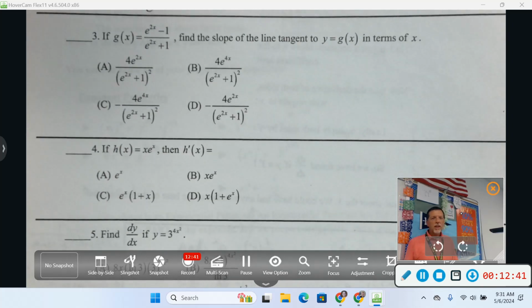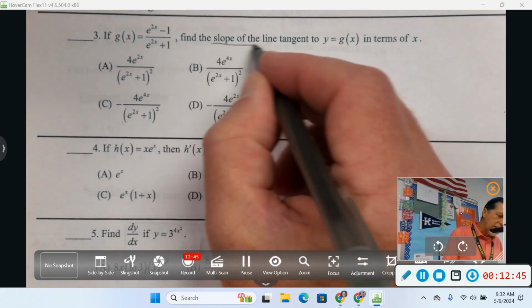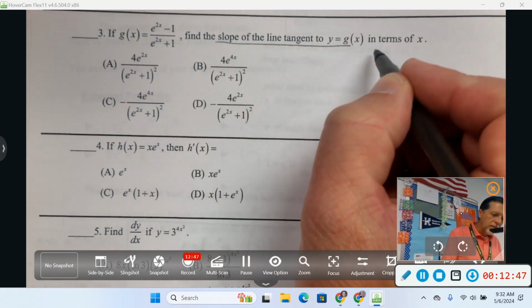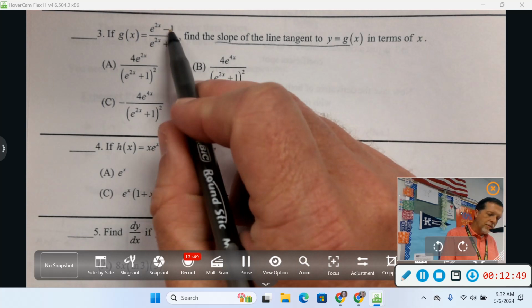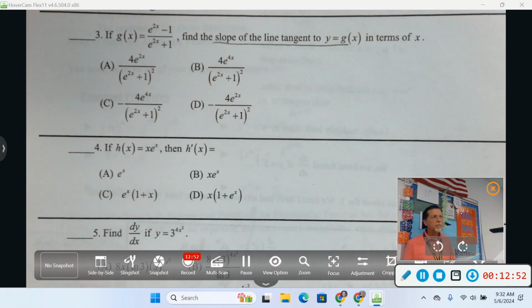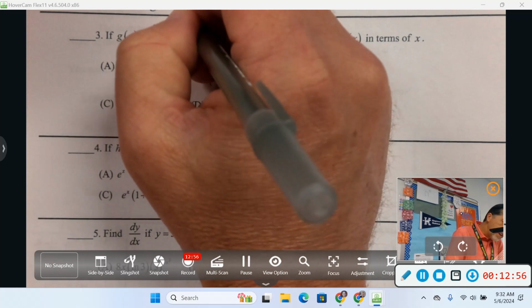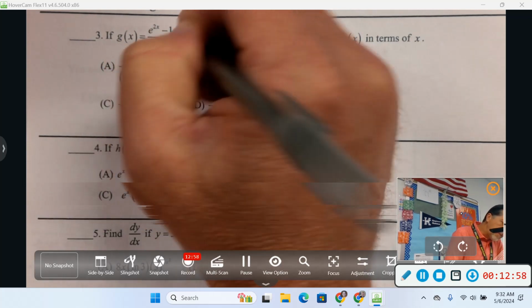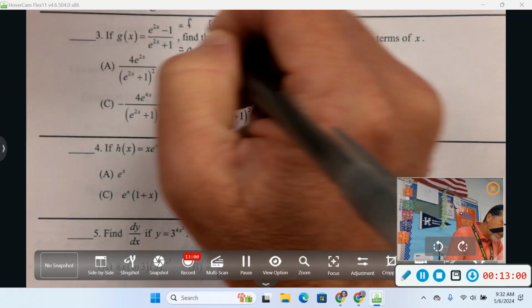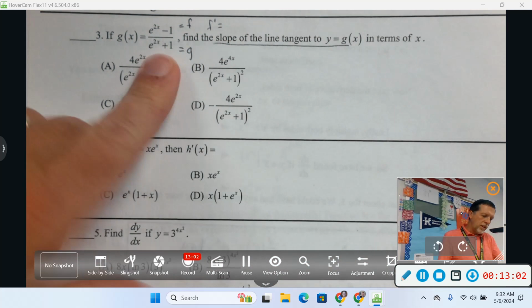Number 3. If g equals that thing, find the slope of the line tangent to the graph. So that's derivative. Ooh, how are we going to find the derivative of this guy? Quotient rule. So the top is f, the bottom is g. F prime then.